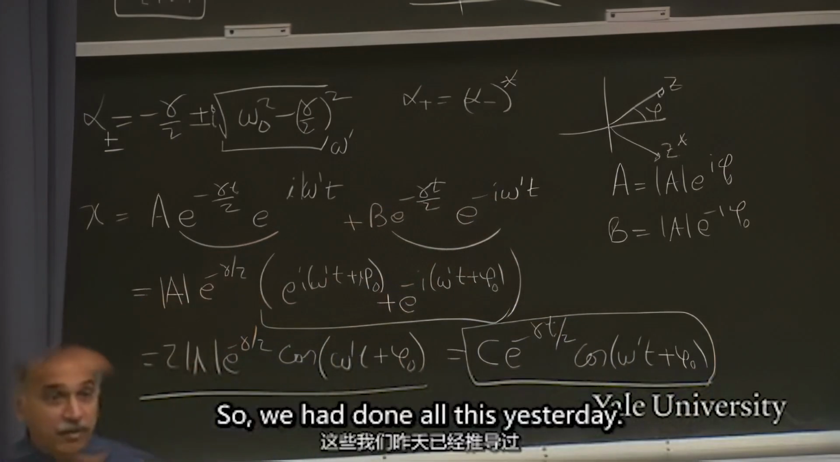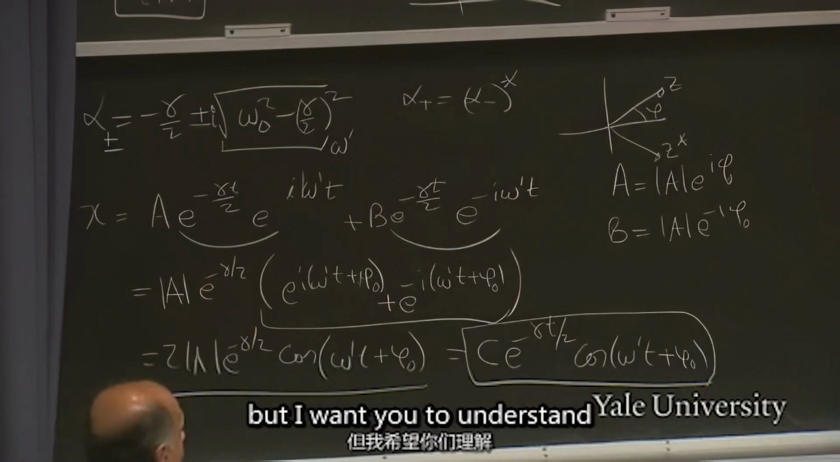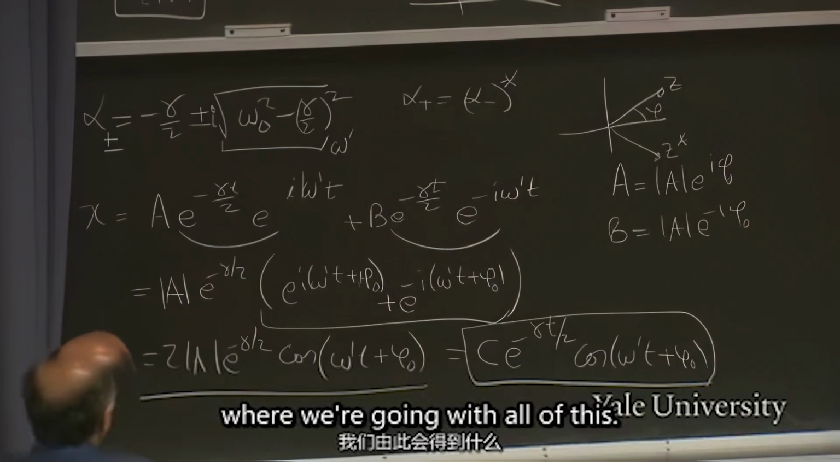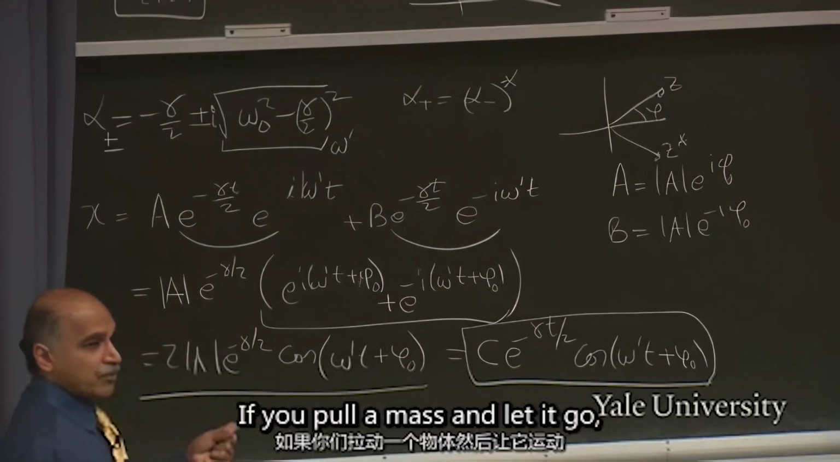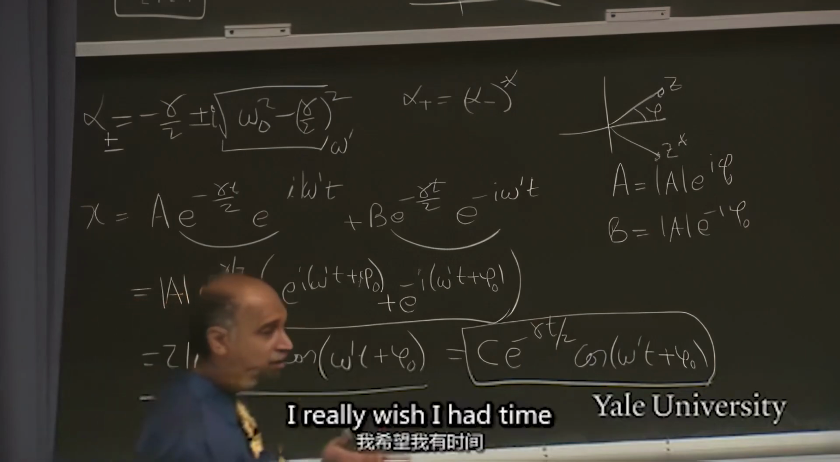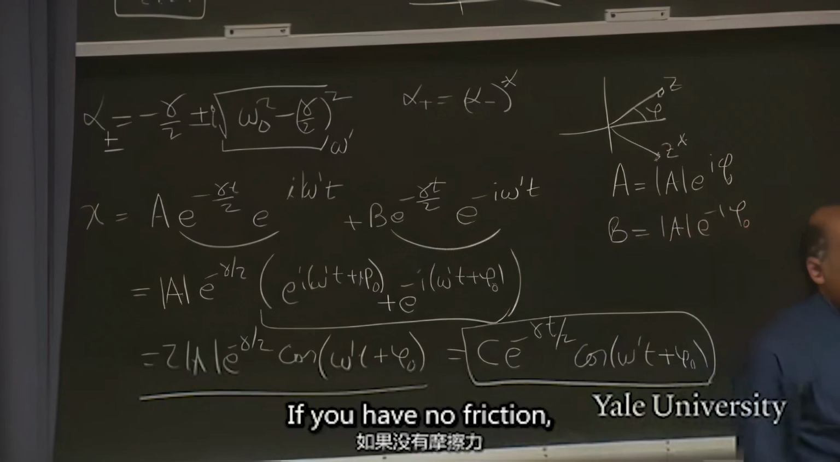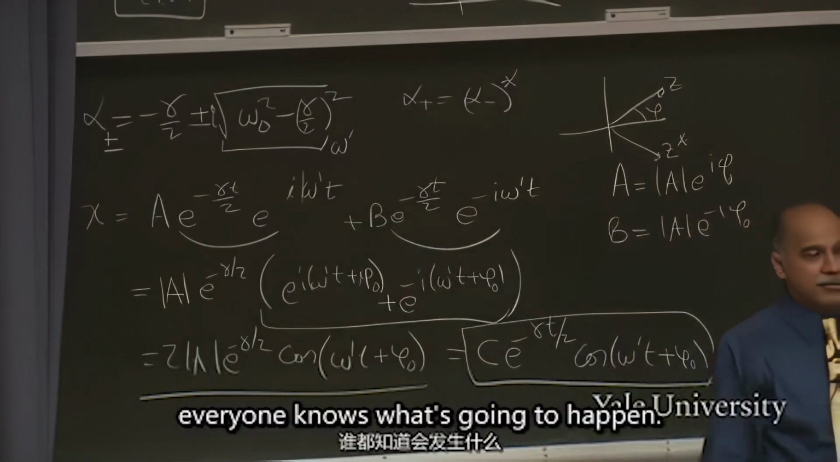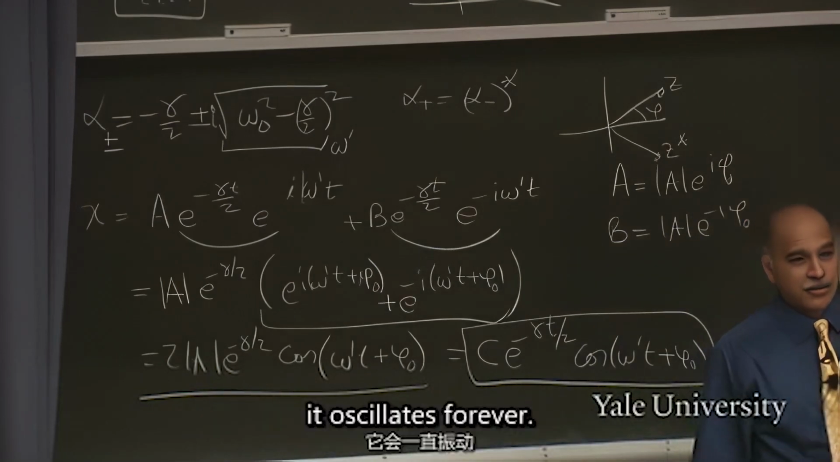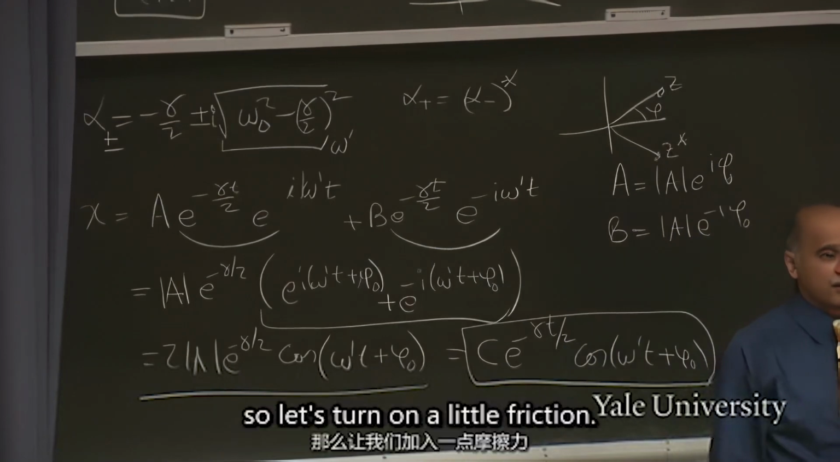So we've done all this yesterday. I've given you the notes, but I want you to understand where we are going with all of this. If you pull a mass and let it go, it turns out there are 2 things that can happen. I really wish I had time to bring you these different masses and show you. If you have no friction, everyone knows what's going to happen. You pull the mass and let it go, it oscillates forever. In real life, there is always some friction. So let's turn on a little friction.